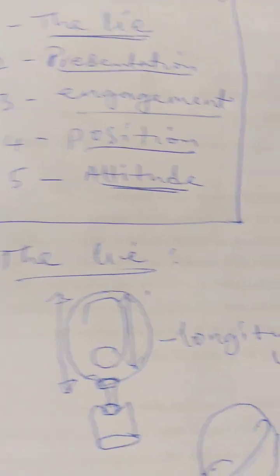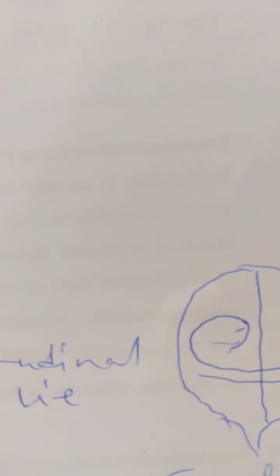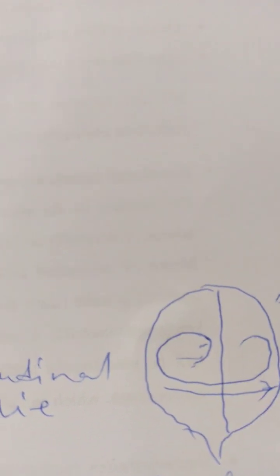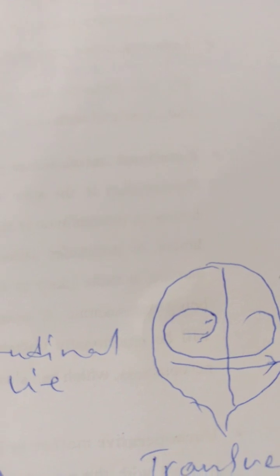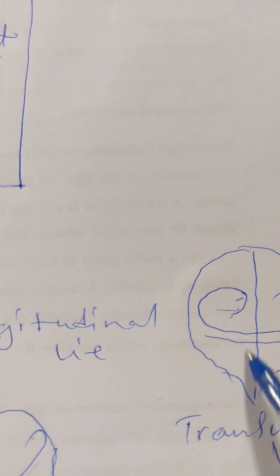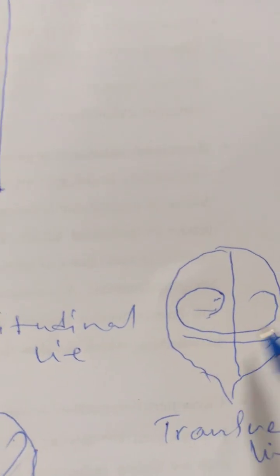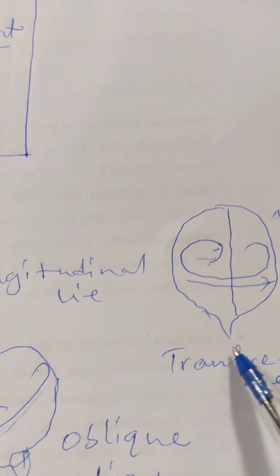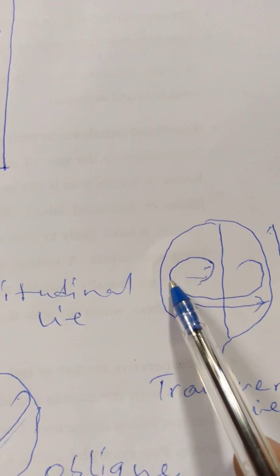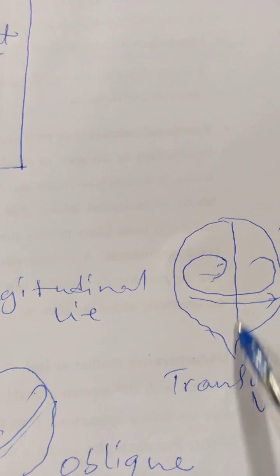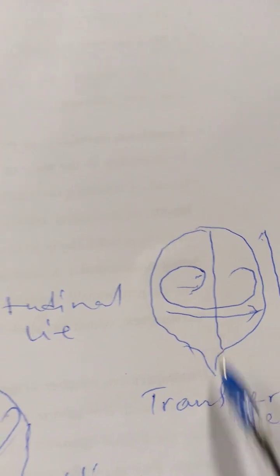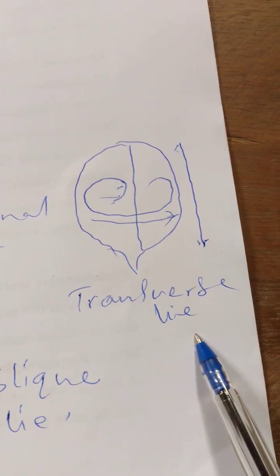Now, on the other hand, this is another sketch. This is the womb of a woman, and the baby inside the womb is lying across. What kind of lie is this? We said the lie is the relationship between the long axis of the fetus and the long axis of the uterus. Now, this baby's own long axis cuts across the long axis of the uterus. This kind of lie is called transverse lie.